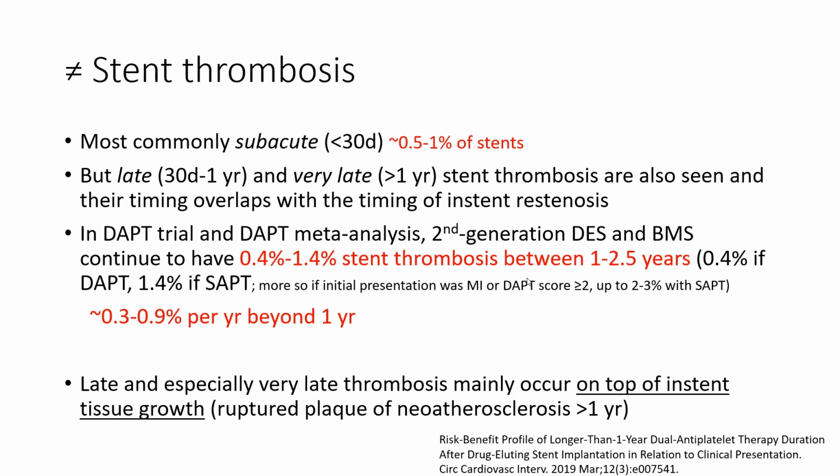That's why those patients likely benefit from a longer duration of DAPT beyond 1 year. But stent thrombosis continues to occur. You have a chronic attrition rate of about 0.3 to 0.9% per year. Late and especially very late stent thrombosis mainly occur on top of in-stent tissue growth, for example, ruptured plaque of neoatherosclerosis beyond 1 year. They may also occur on top of a little bit of stent underexpansion.